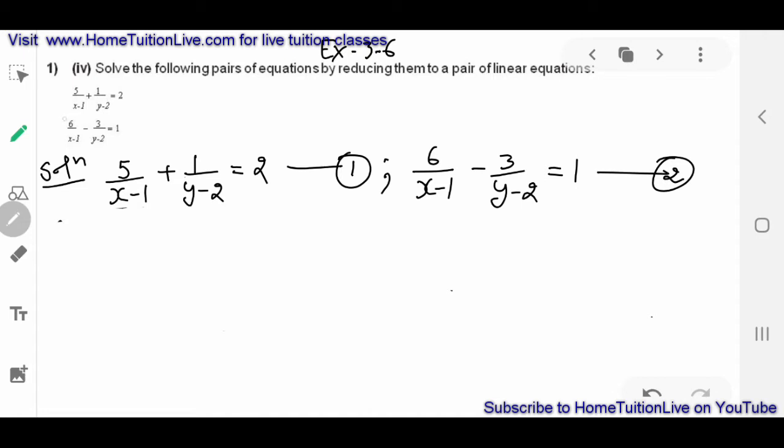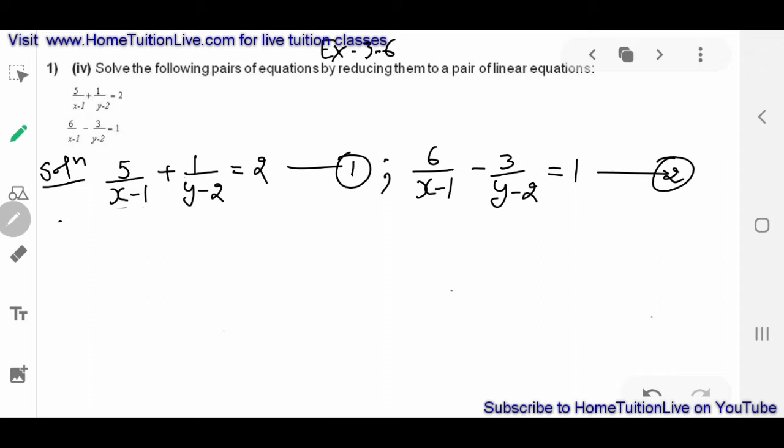In front of us, we have question 1, fourth part. Solve the following pair of equations by reducing them to a pair of linear equations. So we have been given some equations. We have to first convert them into linear equations, then we will find the value of those variables.